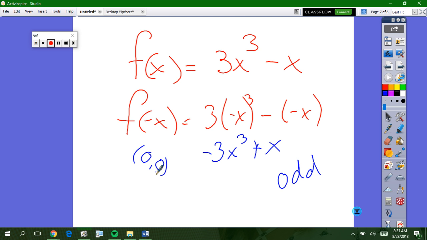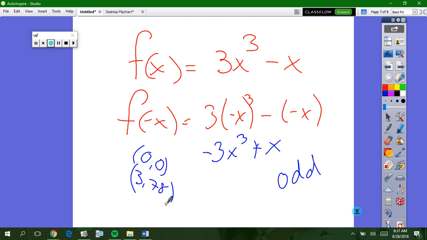That's really not the best one to pick. Let's pick 3. 3 cubed, 27. 27 times 3, 81. 81 minus 3, 78. Well, you gave me a weird one. So let's check. If it's an odd function, what should it be? Negative 3 comma negative 78, right?